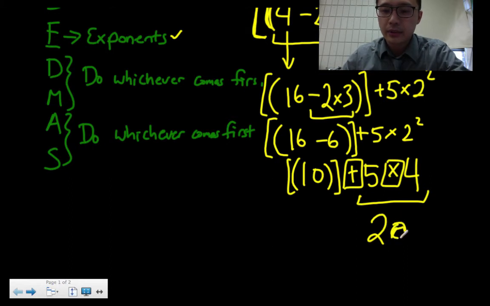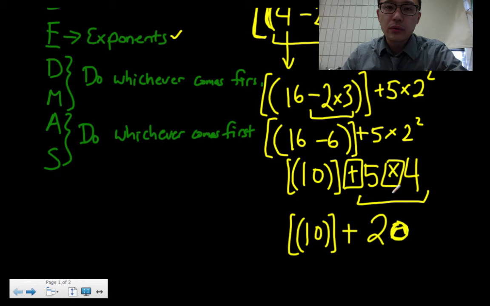Whoops, oh, that looks weird. So this is my 20. Add 10, right? Because my brackets are still there. So I did my multiplication first. The last step is your addition. So 10 plus 20 is 30.